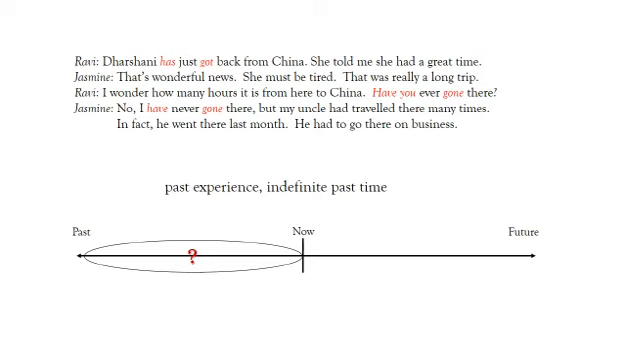What we are talking about is the past time up to the present moment. Up to the present moment, what is said here is correct. But we are not referring to a particular point in time in the past. This is another way in which the present perfect tense indicates the past time.